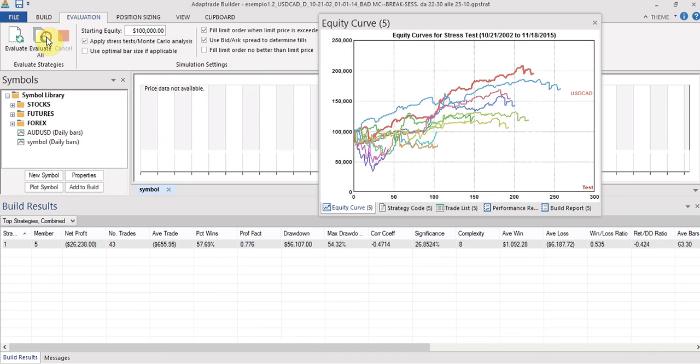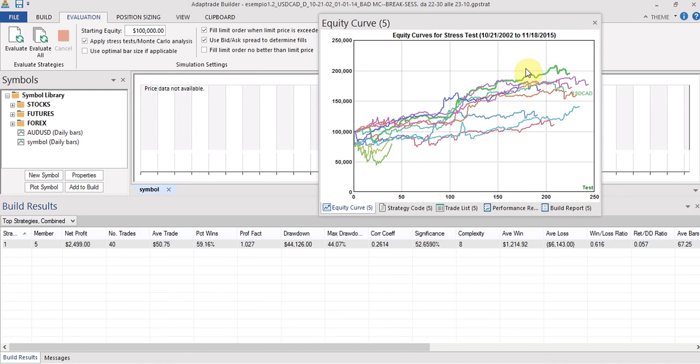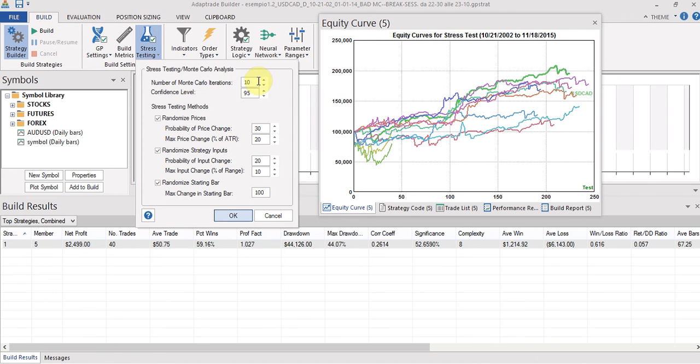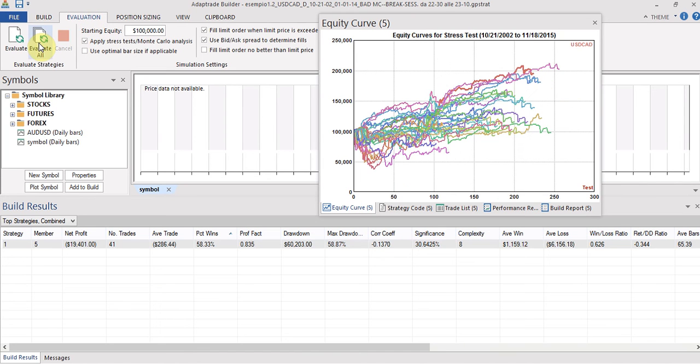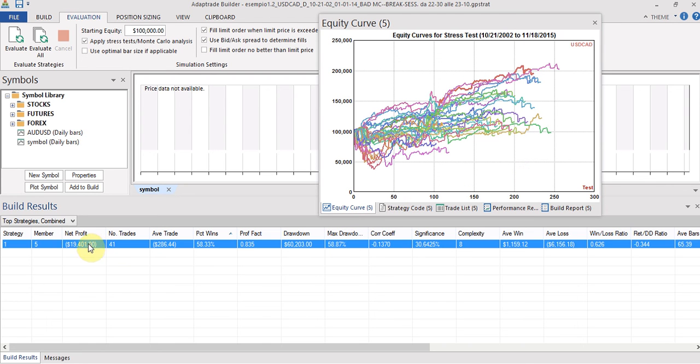Let's run it again. And even the equity lines you see are very far away from each other. Let's try to make a more severe stress test where I increase the number of iterations. Let's see what happens. Now the number of equity lines is increasing, and once again, even from a visual point of view, you might see the equity lines can be very different from each other depending on the market condition. Max drawdown is still very high and net profit is negative. That's definitely not a candidate for real data.